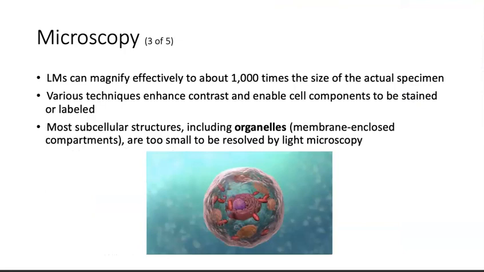Light microscopes can magnify pretty well, but the maximum is about 1,000 times the actual size of the specimen. So what that means is, for your light microscopes in lab, if you multiply the ocular times the objective, 1,000 is the highest that we can go, 1,000 times the actual size.